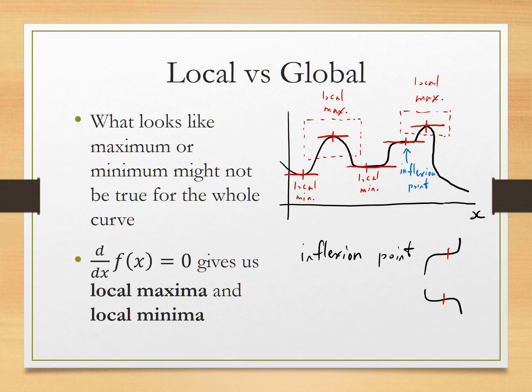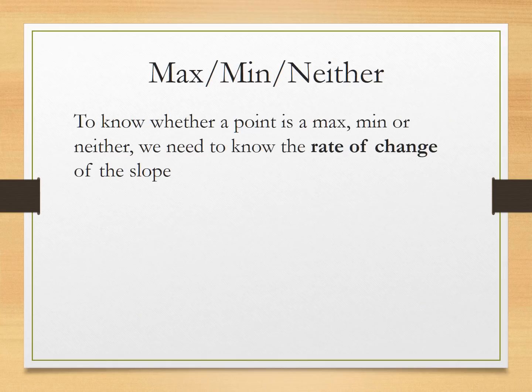These are cases where you have a flat slope, but they are neither maximum nor minimum. So we're not interested in these cases usually. But this process of taking the derivative, setting the derivative to 0 to solve for x would give you all these points, and you have to sort them out. So how do you sort them out? That's where you need to go back to the diagram we drew just now.